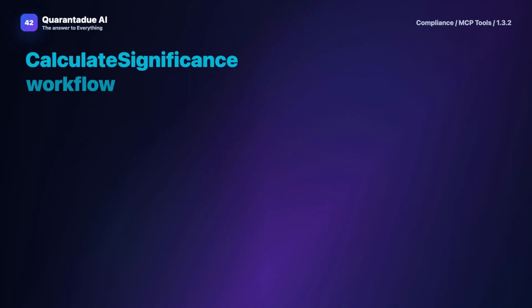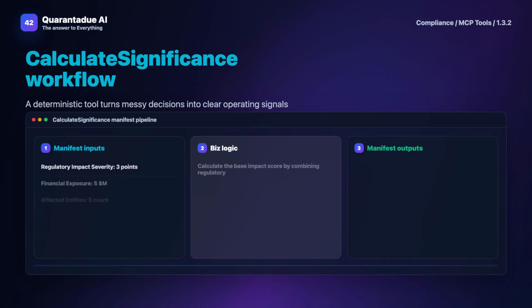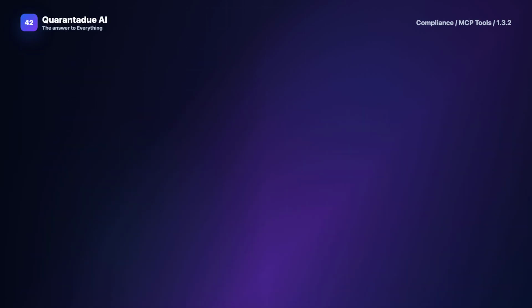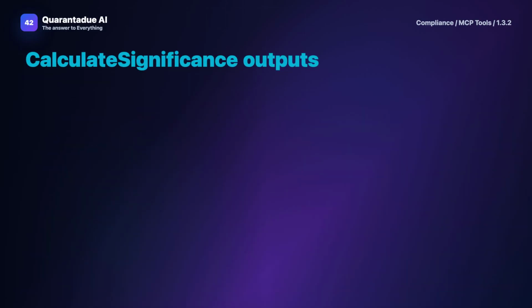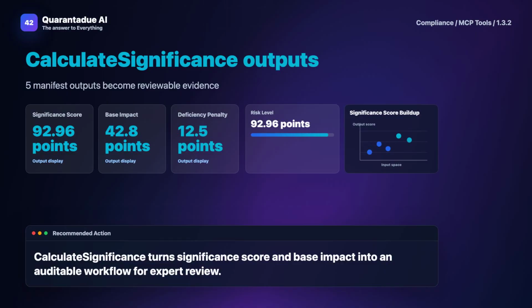Calculate the control deficiency penalty by applying the control gap percentage to a complexity multiplier, low 1.0, medium 1.5, to account for remediation difficulty. Calculate the final significance score by multiplying the base impact by the scope factor and adding the deficiency penalty, then capping the result at 100 points to maintain scale consistency.